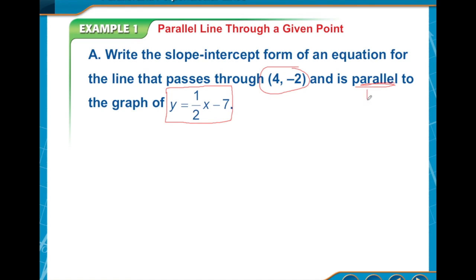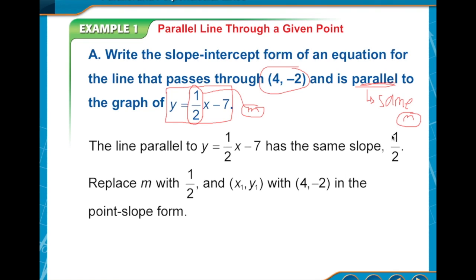So parallel means what? Well, we know parallel means they have the same slope. I'll put an m. They have the same m value, the same slope. So if m in this equation is 1/2, that's my m value, then I know the line parallel to it has the same m, so it's also 1/2. So now we're back to the previous section where they told us we have a line with a slope and a point given, and then find that equation.